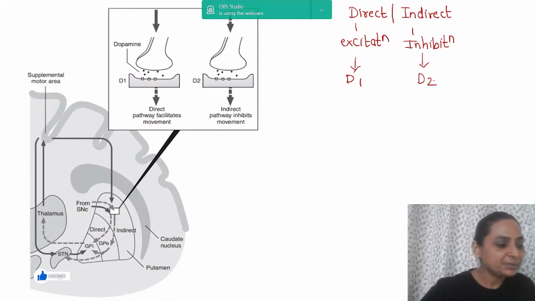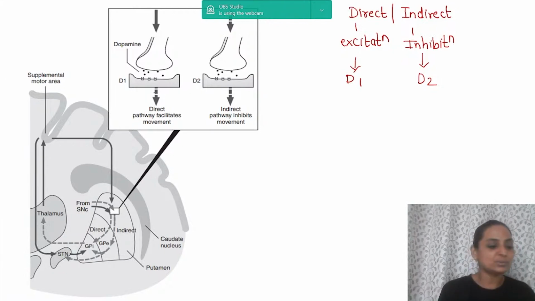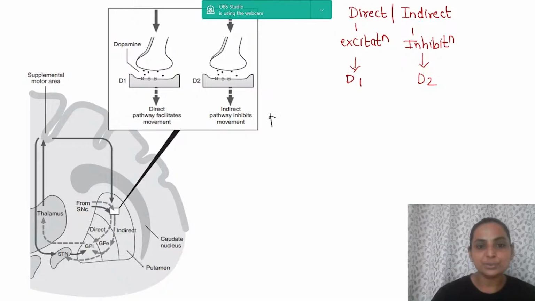So what are the different components of these pathways? Now let's get started first with the direct pathway. The direct pathway is supposed to be the pathway which is facilitatory, which is going to facilitate the movements. So I am first going to teach you the direct pathway.